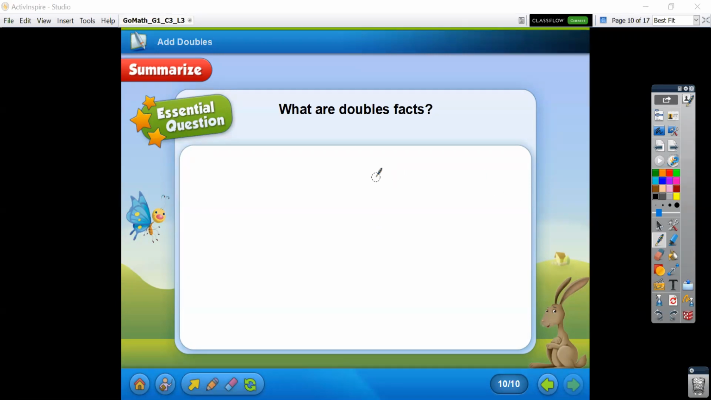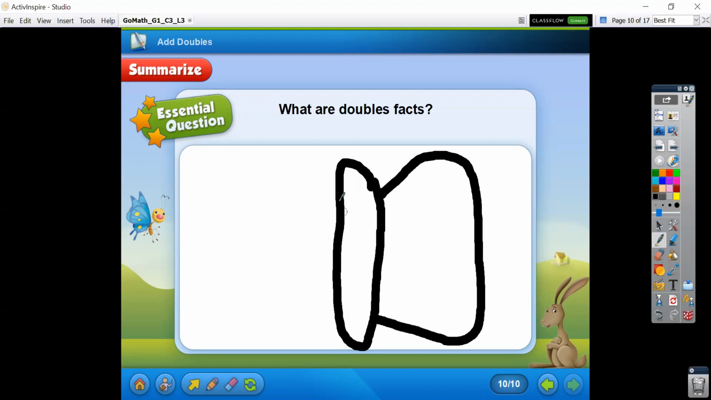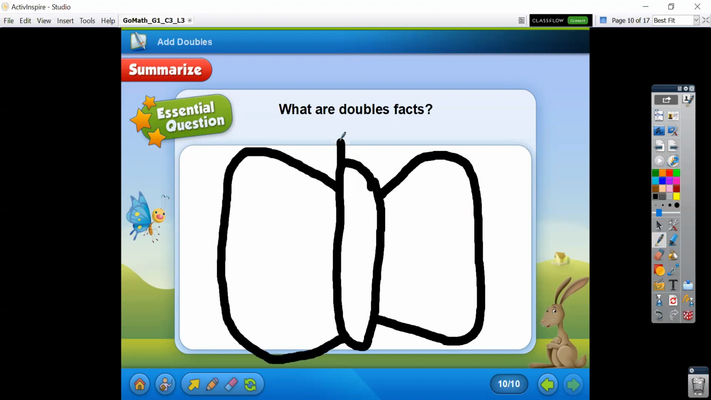So let's do this. We're going to draw a picture here. Let's see if you can figure out what I'm going to draw. Okay, here's the beginning. Can you see what it's going to be? I hope so. All right, so I made a butterfly. Let's give it some antenna here. Let's start out with some pretty simple ways of showing a doubles fact.